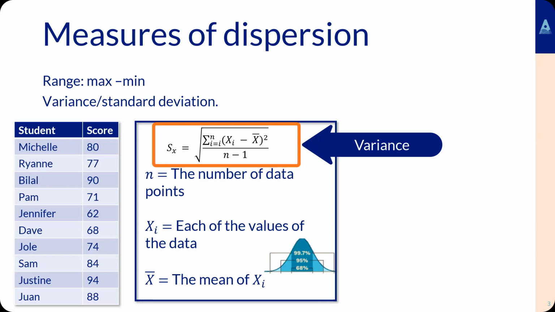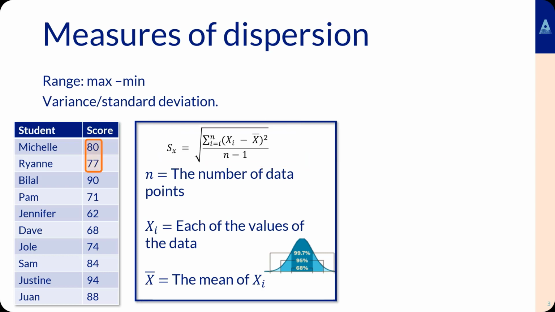If you look to the left, it simply means that Michelle scores 80, so that's x1. Ryan scores 77, so 77 is x2, all the way down to x10. And x bar is the mean of the xi, so the mean of all of those numbers is x bar. Remember that x bar is the term for the mean when it's a sample, and mu is the mean for the population. If the sample is the whole population, they're the same answer.